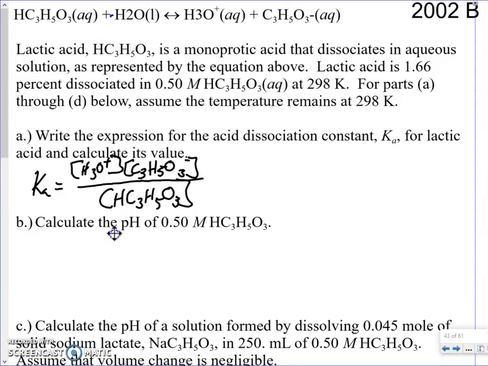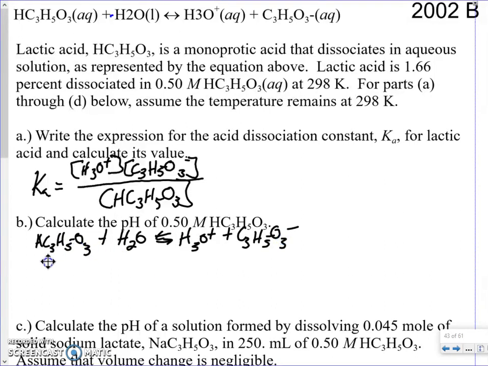So in terms of calculating the K value, let's work through that for just a second. It is going to require the ice table. I'm going to do it down here because I've got a little bit more room, and this problem will play off of that as well. So we have our reaction, which is just our lactic acid going to hydronium because of the dissociation of the hydrogen, and the lactate ion. From there, we have our 0.50, don't care about water, 0 and 0. We're doing our ice table here.